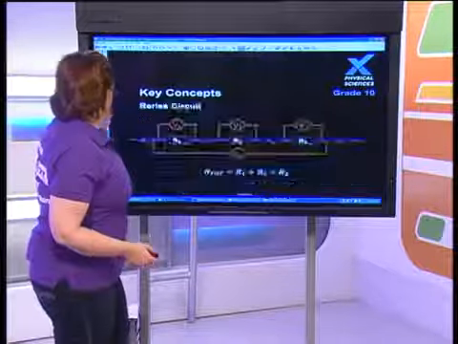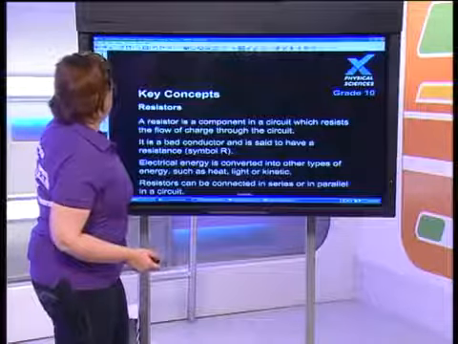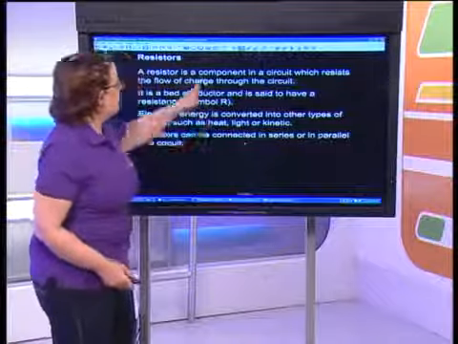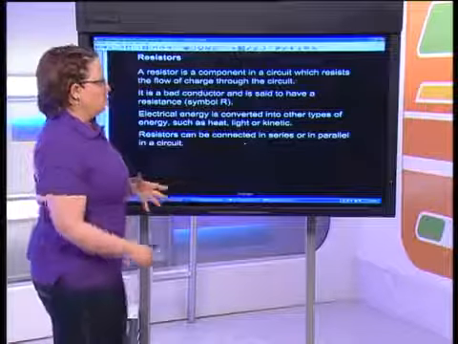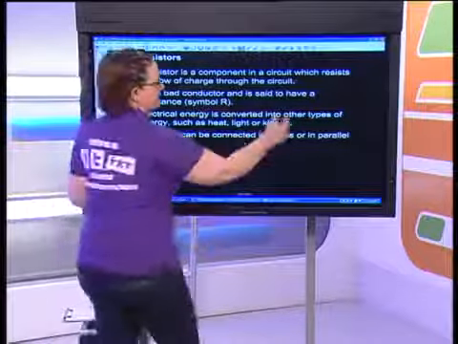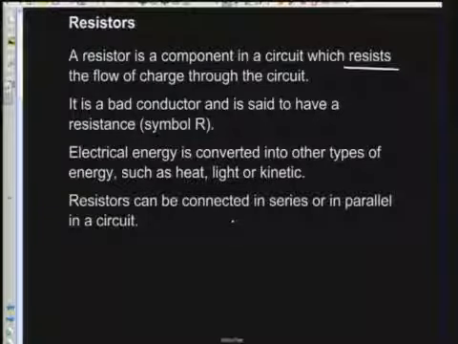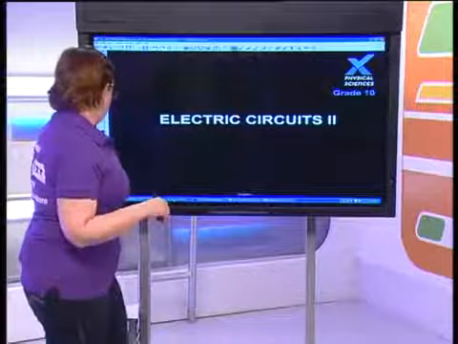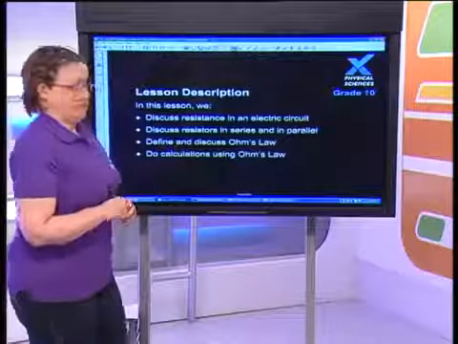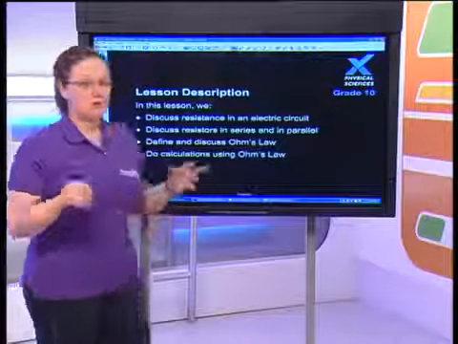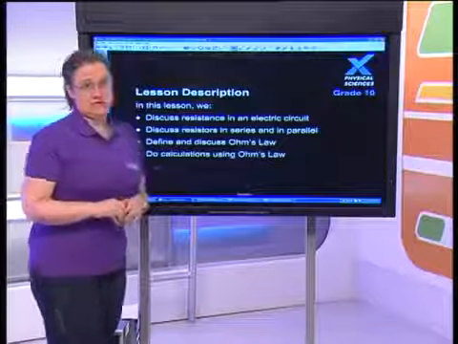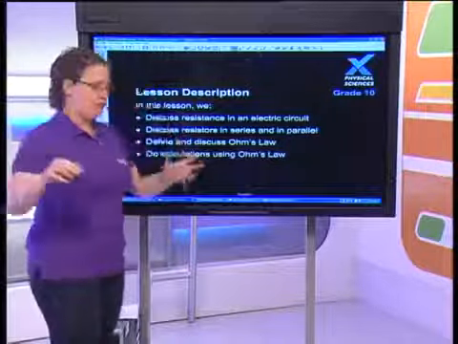Because we've done that. Now, what is a resistor? Well, first of all, we're going to define a resistor. It is a component in a circuit which does exactly what its name says. It resists the flow of charge. We spoke about current, and now we need to talk about a thing called resistance. But before we get there, let's just talk about what we are going to do today. We are going to discuss resistance in an electric circuit, what it is, all of that sort of stuff.